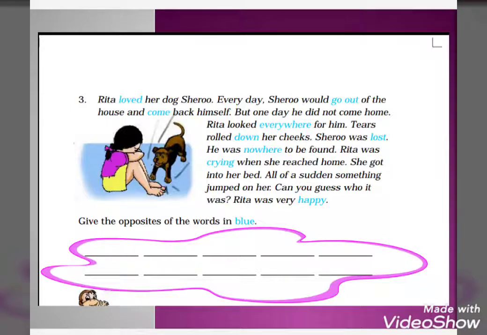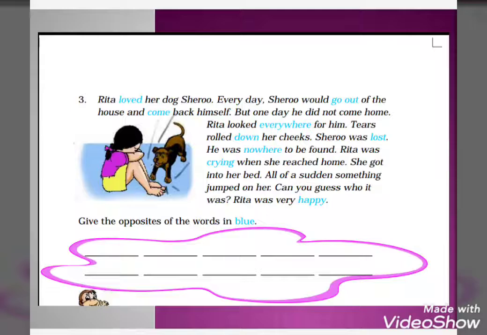Next one, Rita loved her dog Shiro. Every day Shiro would go out of the house and come back himself. But one day he did not come home. Rita looked everywhere for him. Tears rolled down her cheeks. Shiro was lost. He was nowhere to be found. Rita was crying when she reached home. She got into her bed. All of a sudden, something jumped on her. Can you guess who it was?